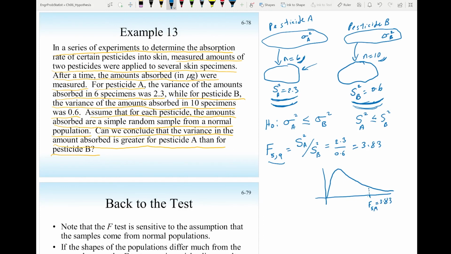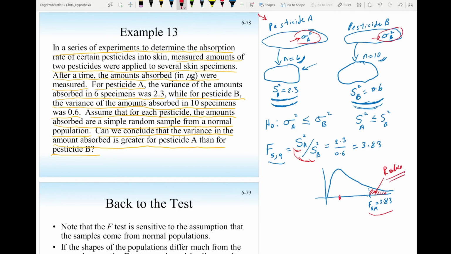So now the task is to calculate this area, which is the p-value. If this area is very, very small, then the chance of getting this value from a ratio of 1 is very rare, and it cannot be by coincidence. And we should accept that the variance of A is larger than the variance of B because of the pesticide. The variance of A here will be larger than this one because of the chemical and not because of randomness. So now how do we calculate this p-value?